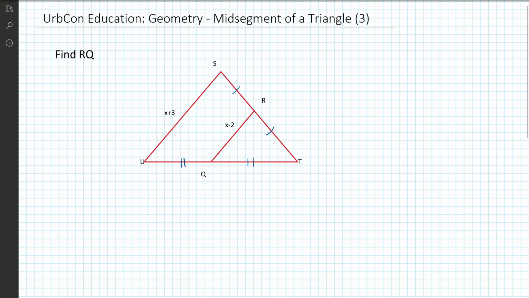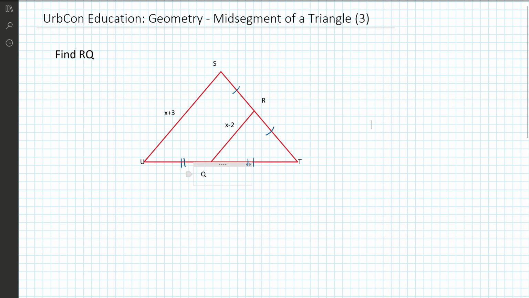Our next example shows us the triangle UST. So it's oriented a bit different from the last one, but still pretty similar. It shows us that line segment ST has two congruent pieces in SR and RT. It's telling us that they're congruent from this tick mark. It's also telling us that segment UT has two congruent pieces, which are UQ and QT. It's telling us this by these two hash marks.